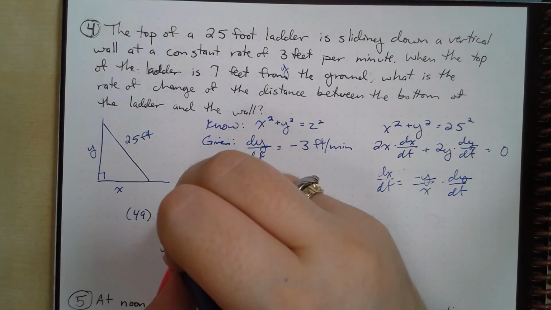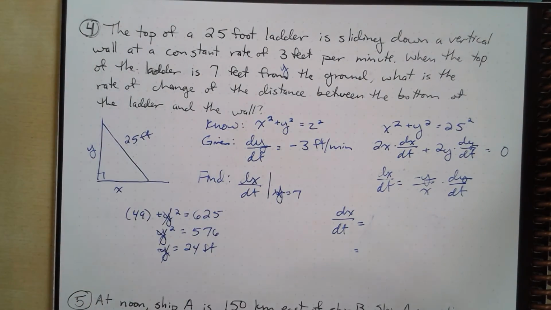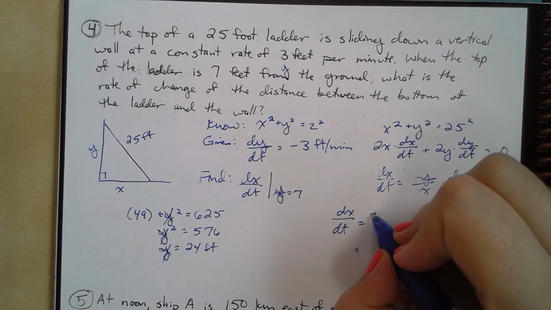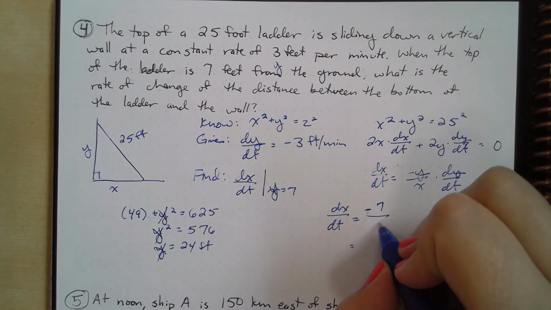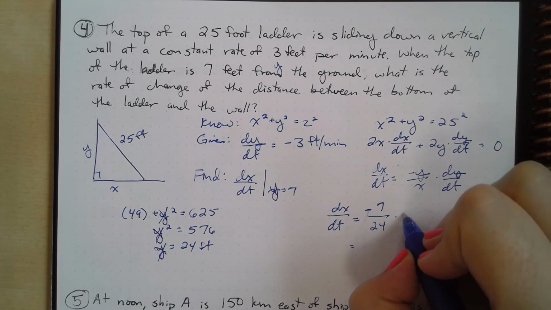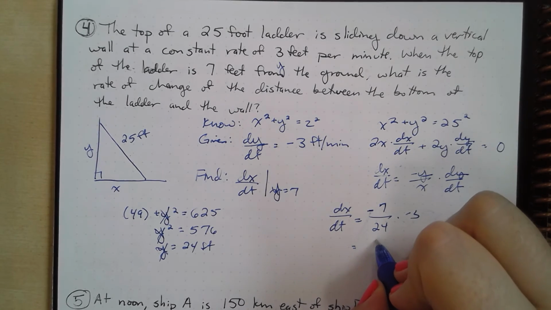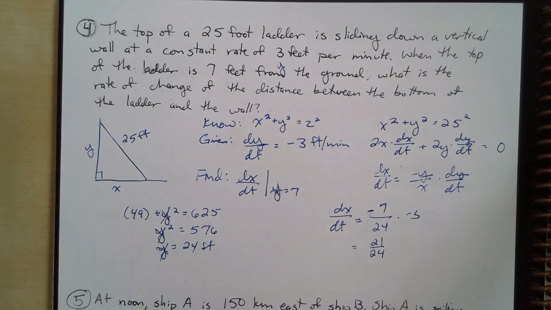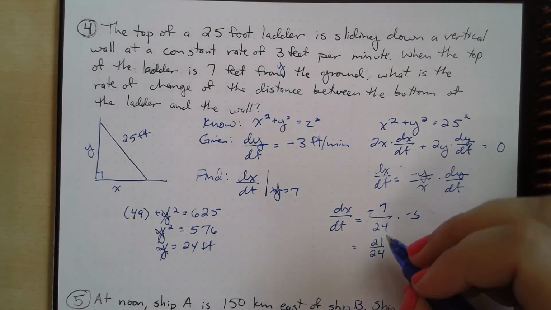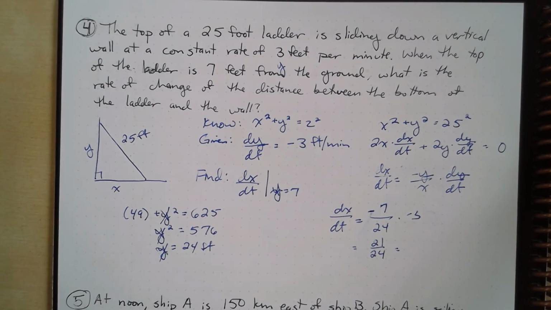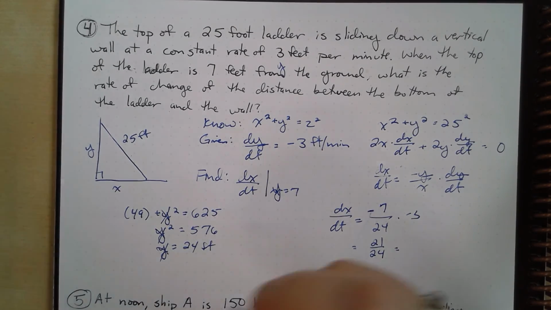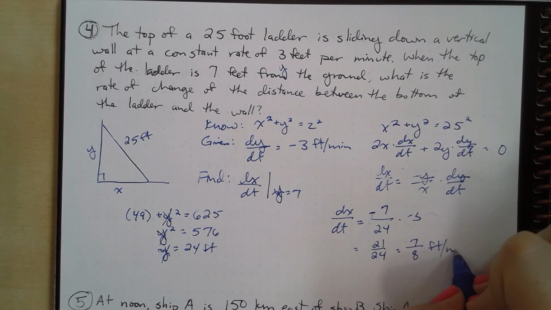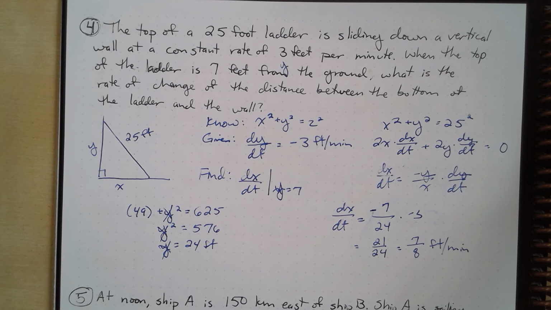Here, I can just change all of these to x's. So x is equal to 24. So now we have negative, y was 7, negative 7 over 24 times negative 3. So that's going to equal a positive 21 over 24, right? Which simplifies down to 7/8. Good, that looks a lot better. 7/8 feet per minute. Okay, sorry for the confusion on that problem.